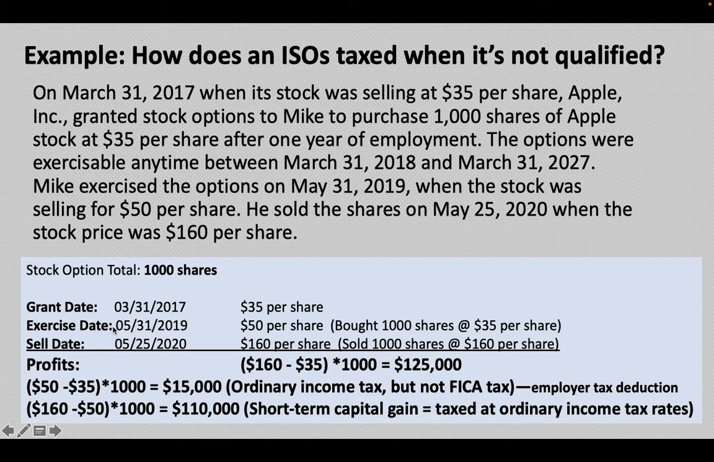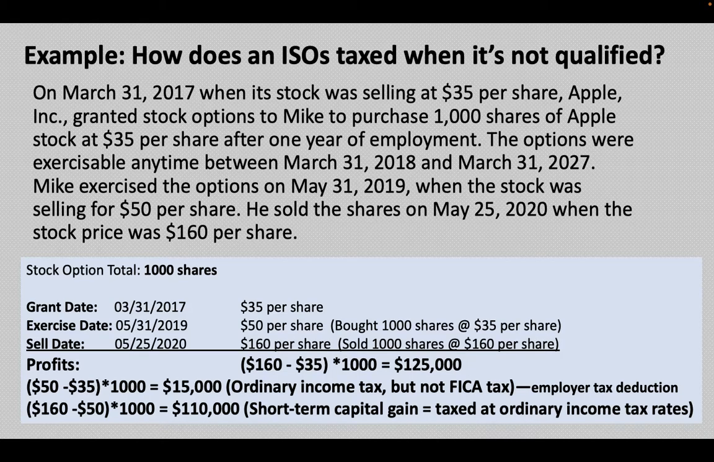Then third, from the exercise date to the sale date, this will be taxed as a capital gain. However, because your holding period is less than 1 year, you're going to be taxed at the short-term capital gain rate. The short-term capital gain rate is the same as your ordinary wage income. However, this will show up on Schedule D. You may be subject to the additional net investment tax if your total income is more than $250,000. So that's something different here.